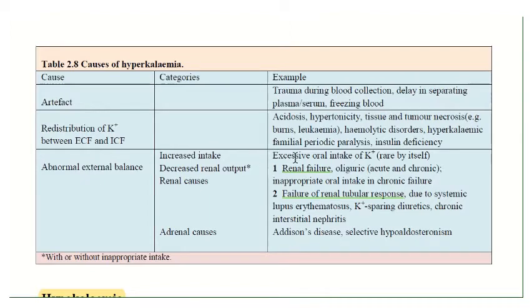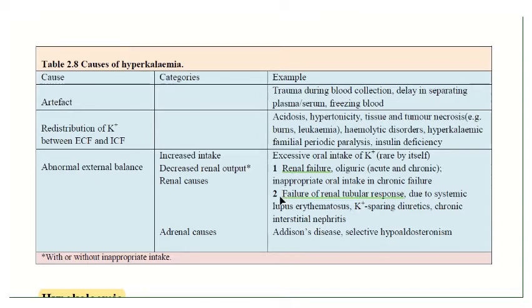في هذه الحالة مثلا excessive oral intake of potassium، هذا rare by itself نادر، وأكو decreased renal output، هنا ملاحظة with or without inappropriate intake. هذا decreased renal output يشمل renal causes أو adrenal causes. بالنسبة لrenal causes فقد يكون renal failure، oliguric acute and chronic، أو inappropriate oral intake in chronic failure.